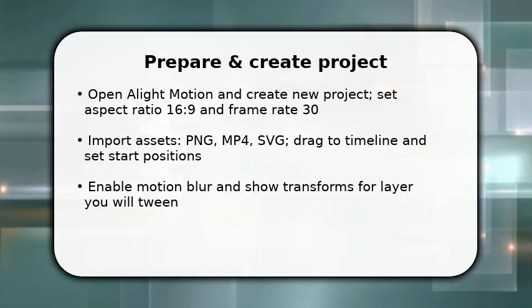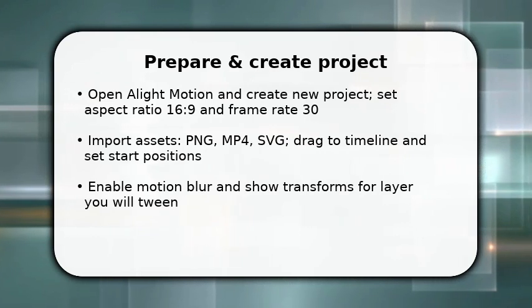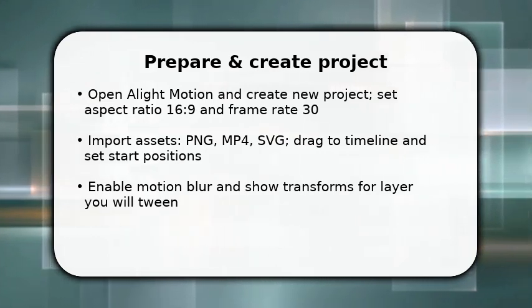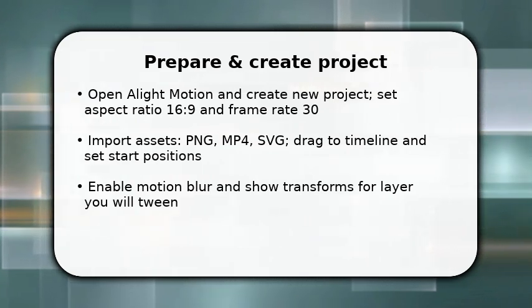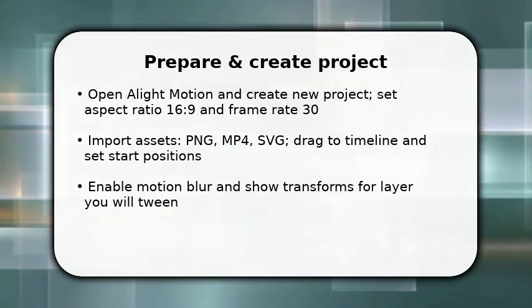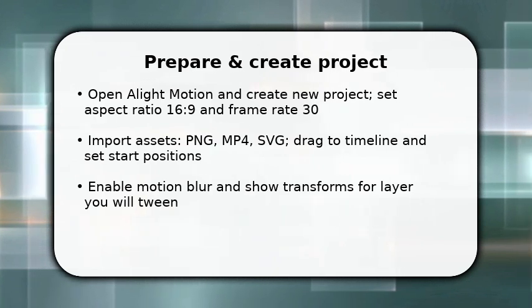You've opened Alight Motion and created a project. Set the aspect ratio to 16:9 and 30 FPS so motion reads cleanly. Import the asset you'll animate and place it on the timeline, then enable transforms on that layer so keyframes appear.